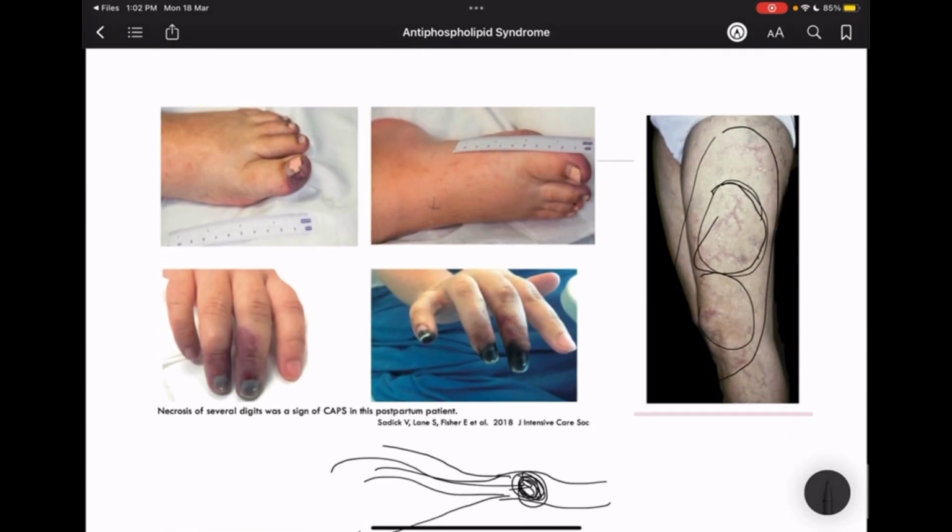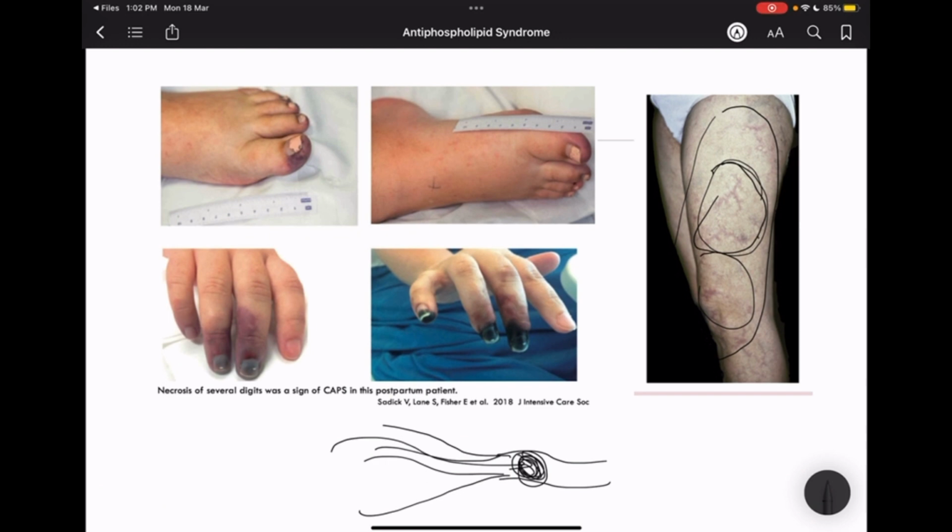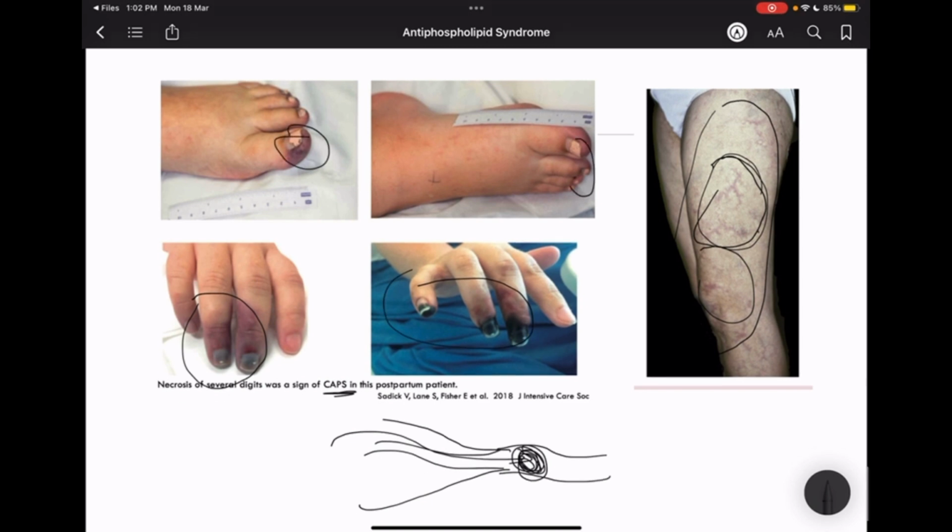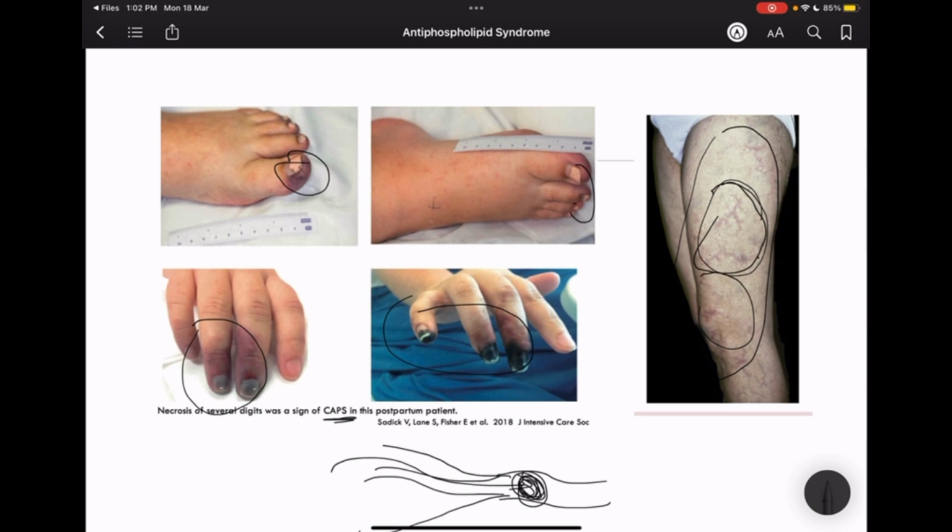And at the end, we have some pictures for catastrophic antiphospholipid syndrome. You can see the gangrene in the digits here, here also. And as I said, here is the livedo reticularis, and that's everything you need to know for antiphospholipid syndrome.